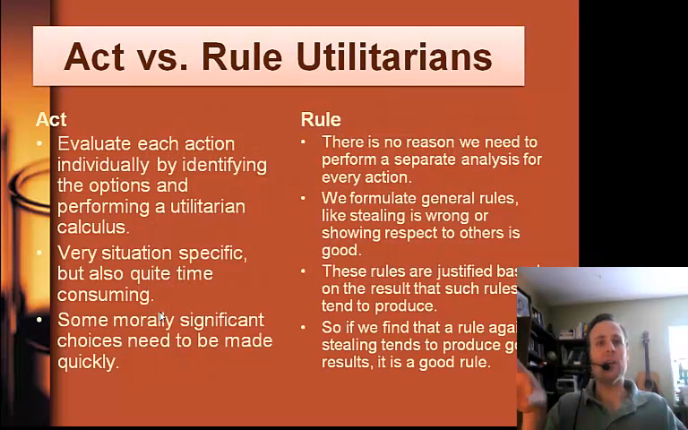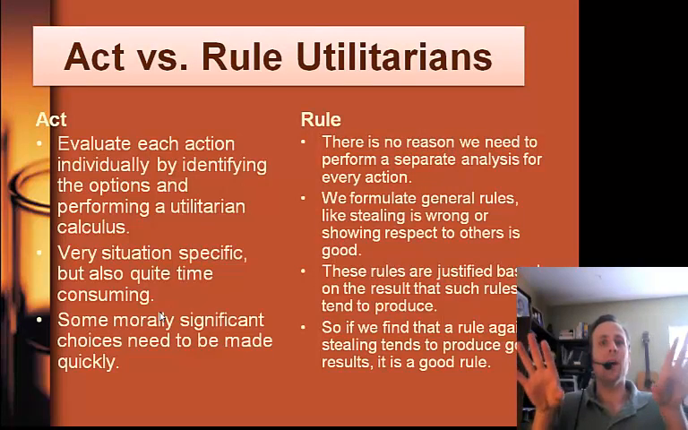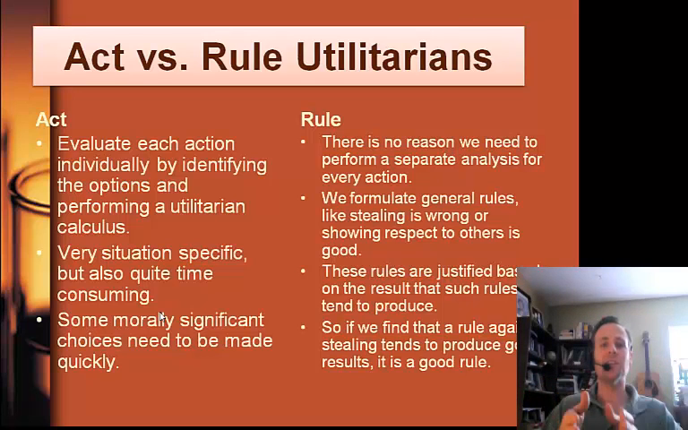So you've got a split in ways to apply a utilitarian analysis. On one hand, you can evaluate each individual action, performing utilitarian calculus each time. And the advantage of that is it's very situation specific, and it gives you a more robust set of considerations for any specific situation. The problem is, sometimes we need to make our decisions more quickly than that sort of robust analysis allows for. In those situations, utilitarians typically favor a rule analysis.